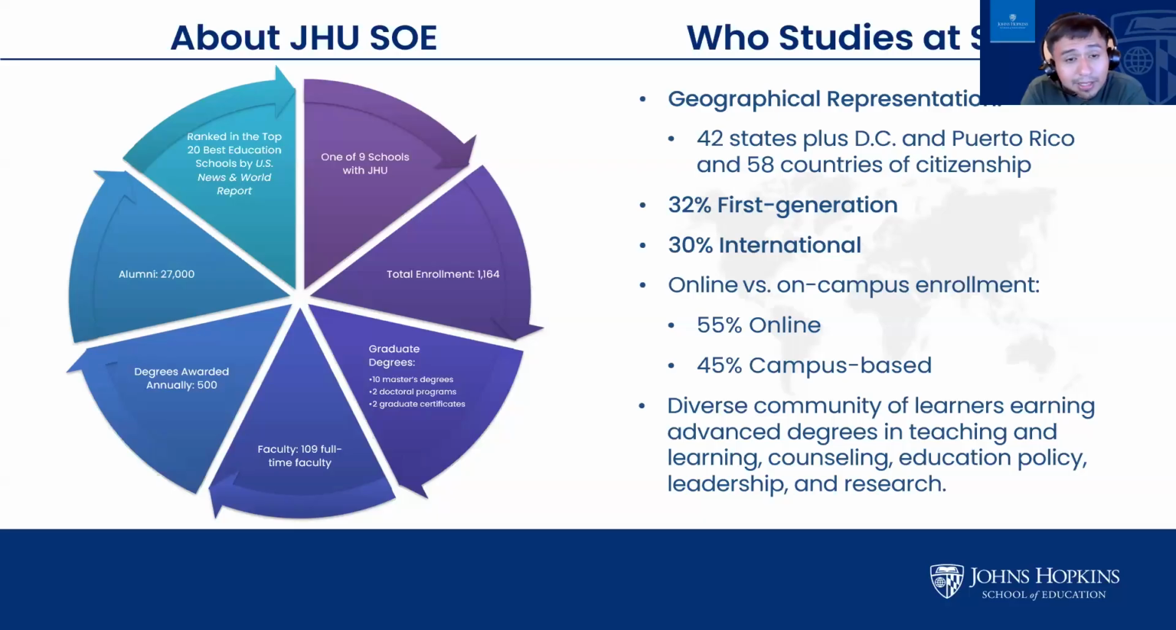In total enrollment, to give you an idea of the size of the School of Education, we're just over 1,000 students for our graduate programs. We have over 10 master's degree programs, 2 doctoral, and 2 graduate certificate programs. We have 109 full-time faculty, and Dr. Diamond is here with us tonight. We typically award a little over 500 degrees annually. So that's a little about the School of Education.